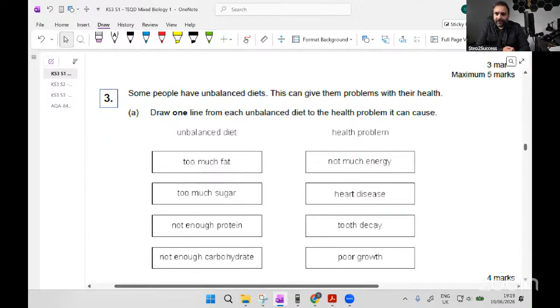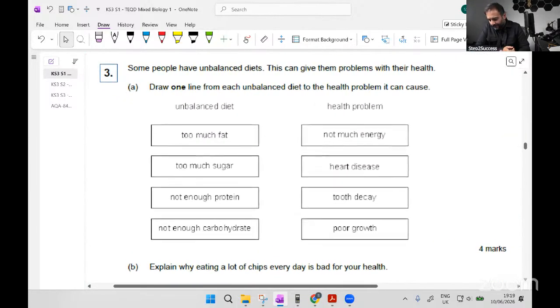Three, four, seven, eight. Three. Some people have unbalanced diet. This can give them problems with their health. Draw one line. Right.